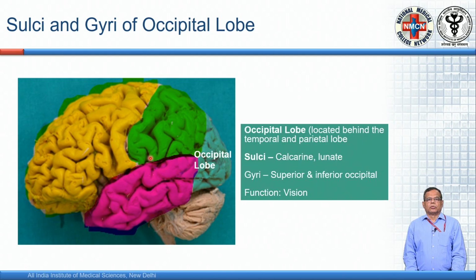The occipital lobe is situated behind the line joining the parieto-occipital sulcus and the preoccipital notch. The sulci are calcarine sulcus, which is present on the medial surface, slightly also in the occipital pole, and the lunate sulcus in front of the occipital pole. The gyri are superior and inferior occipital gyri, and the occipital lobe is responsible for vision.